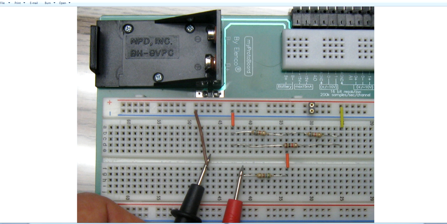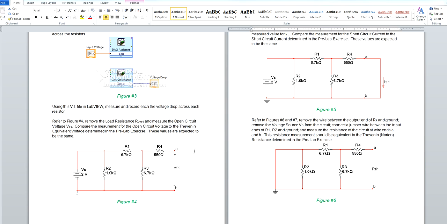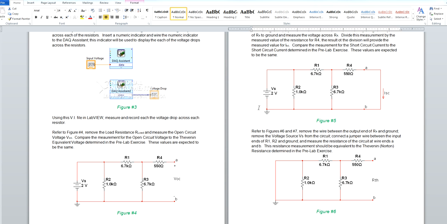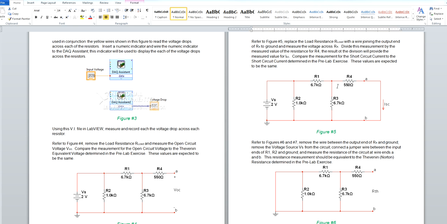Having accomplished that, now we want to calculate our short circuit current. In order to calculate the short circuit current, referencing figure 5, we're going to determine the voltage drop across the load resistance 4 and then divide that by the measured value that we just determined for resistor number 4.